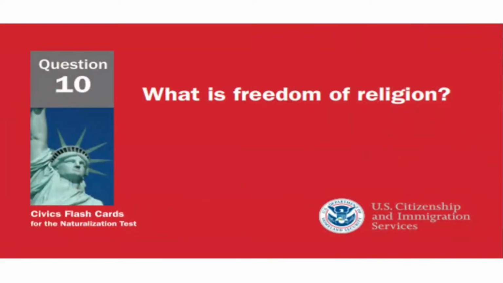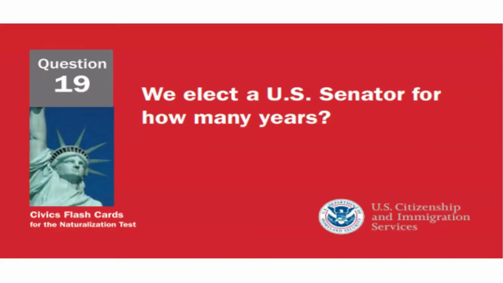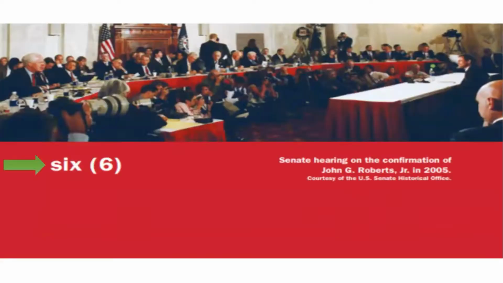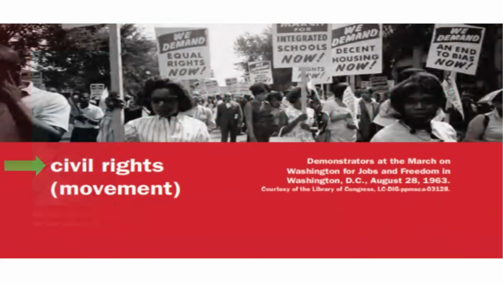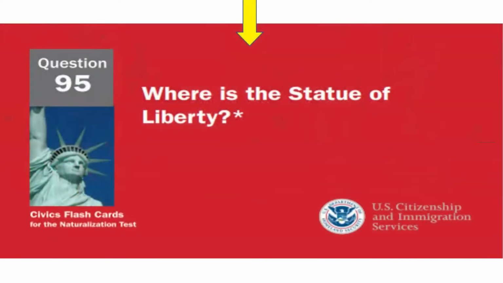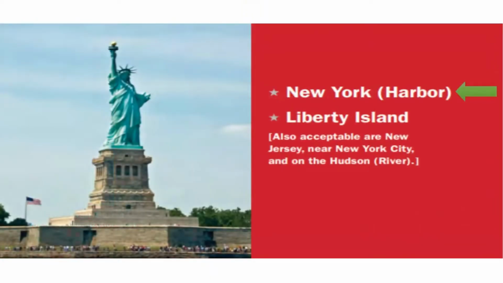What is freedom of religion? You can practice any religion or not practice a religion. We elect a U.S. Senator for how many years? For 6 years. What movement tried to end racial discrimination? The Civil Rights Movement tried to end racial discrimination. Where is the Statue of Liberty? The Statue of Liberty is in New York Harbor.